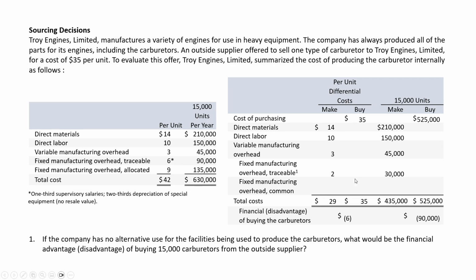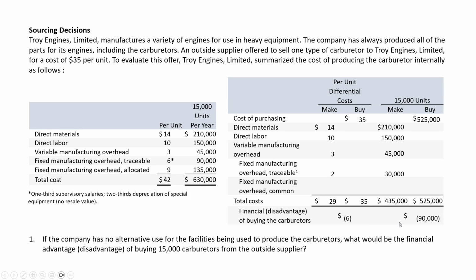Now let's compare in this example. Let's start per unit. $35 to buy, only $29 relevant dollars to make. That's a $6 difference. In fact, it costs $6 more to buy. So there's a $6 disadvantage. Think about your perspective: $6 disadvantage of buying the carburetors because it's $6 more.